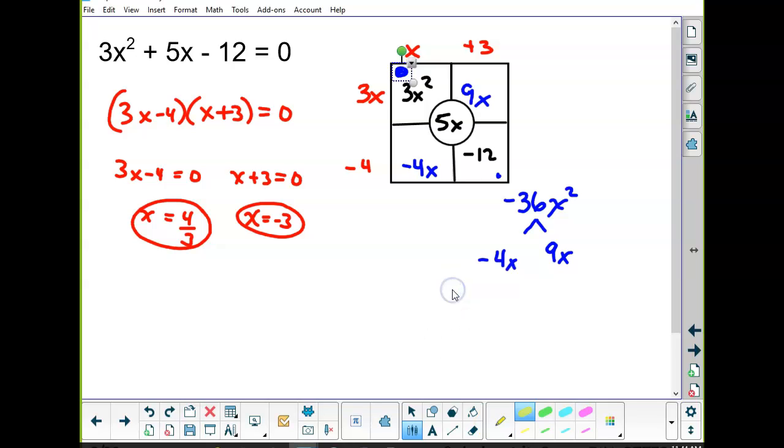There we go. So where did this negative 36 come from? When I multiply the corners, we multiply 3x squared times negative 12. That's where the negative 36 comes from. And then we're looking for factors of that number that add up to the circled 5x. So if you're not great with the box method, I might suggest coming in this afternoon to the Zoom session. And for anybody that needs help, we could go over factoring again.